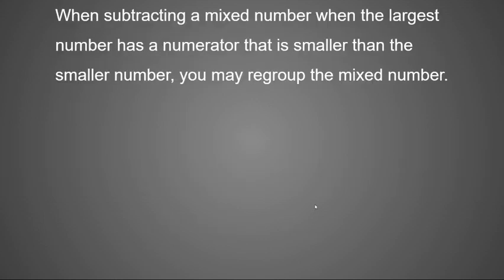When subtracting a mixed number, and the larger number has a numerator that's smaller than the smaller number's numerator, you can also regroup the mixed number. So look at this example. If I have 6 and 3/8 minus 3 and 6/8, I need to put 6 and 3/8 first because I have to think about our mixed number as a whole and a fractional part. So if I have 6 wholes, I'm going to be able to take away 3 wholes from that. So regardless of the fraction, I'm always going to put the mixed number with the larger whole number first.